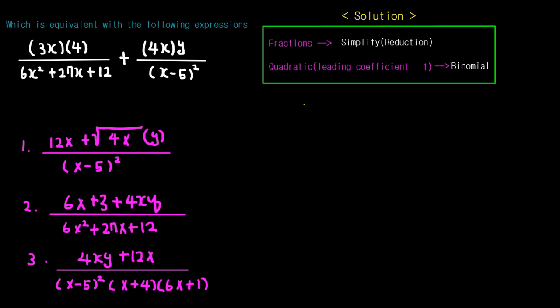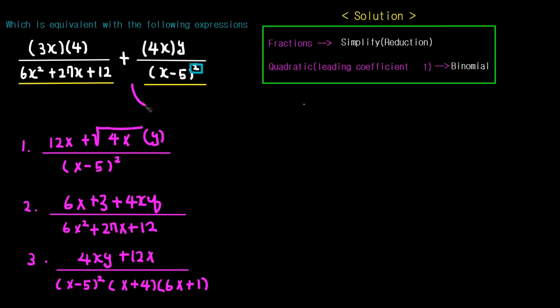If you look at the fractions, there are obviously two denominators. One of them is a quadratic where the leading coefficient of the x squared term is not equal to 1, and the other is a binomial. A lot of people think this is not a binomial, it is a monomial, because there is only one term. But we need to think about the square, because the square makes this whole expression a binomial by multiplying again, which is x minus 5 times x minus 5.